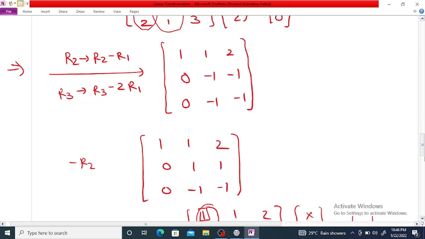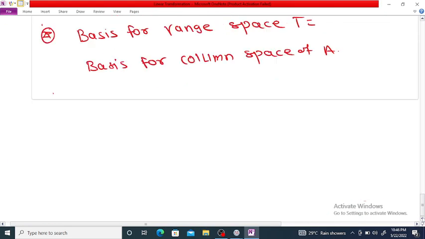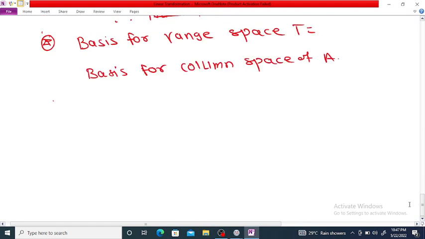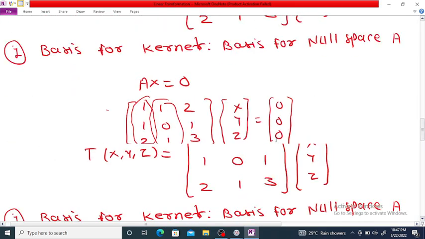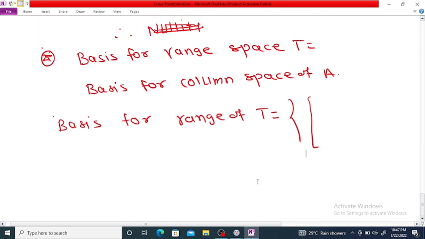So what is the basis for column space of A? It is (1, 1, 2). I am writing here basis for range of T, or range space of T is equal to, what is it? It is (1, 1, 2) and (1, 0, 1). These are the basis for a range space of T.